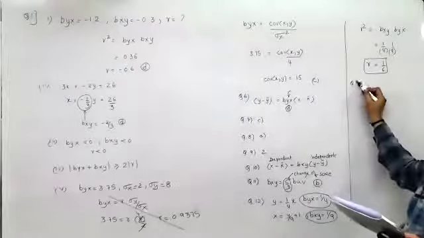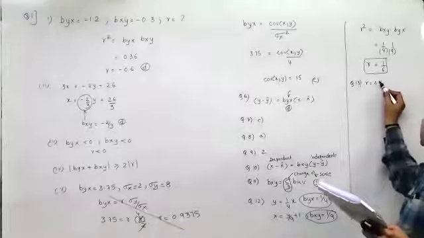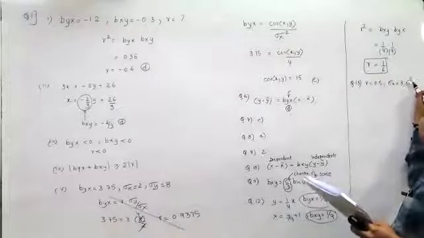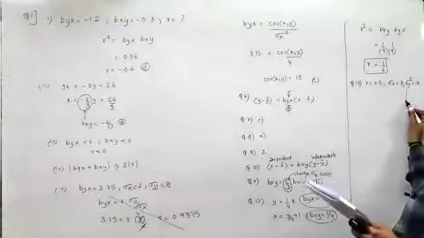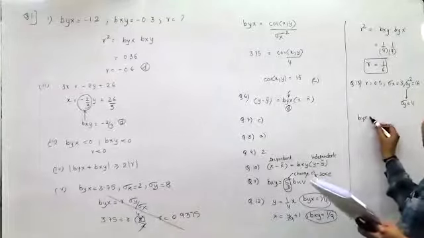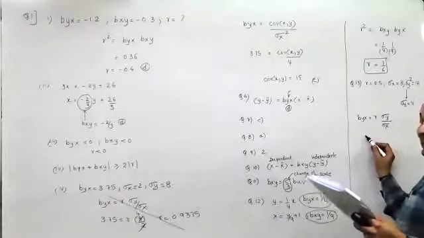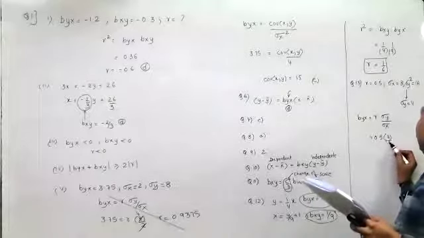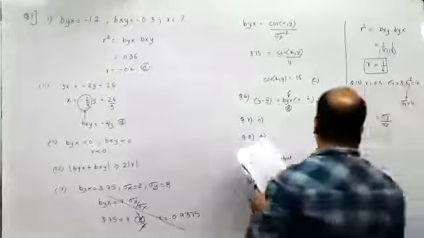13th one. r is 0.5. Standard deviation of x is 3. Standard deviation of y square is 16. Byx is what? Now standard deviation of y square is 16, so standard deviation of y is 4. Then byx is given by r into standard deviation of y upon standard deviation of x. Byx is equal to 0.5 into 4 upon 3. So it is 2 upon 3. That is 0.667.